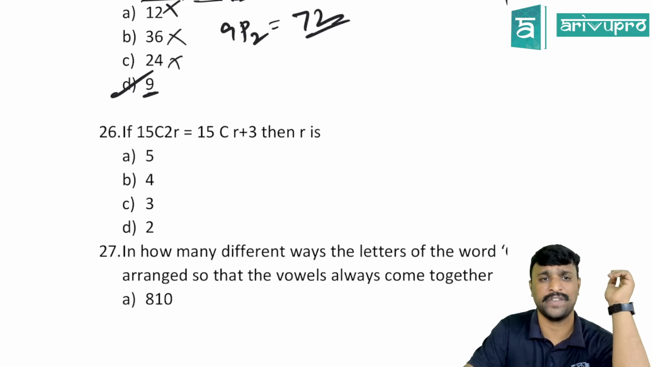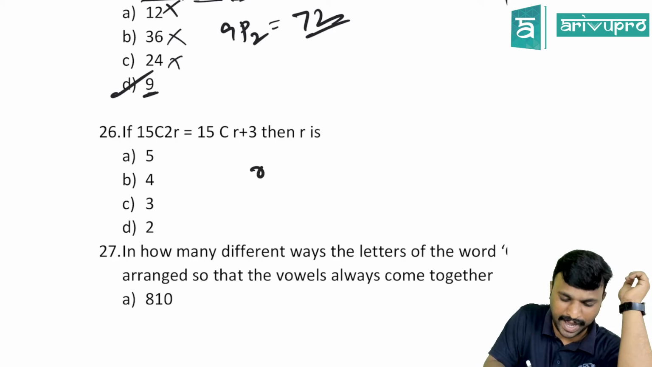Guys, 26th question, if you see, it's like what? nCr is equal to nC(r+s).